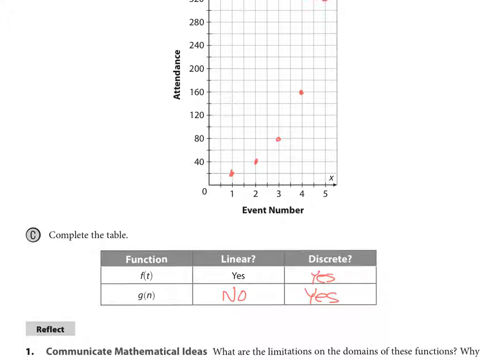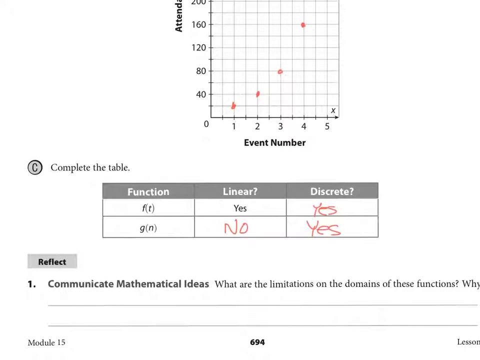So to quickly answer our question in the table, again, f of t we said was linear even though it was a discrete function. It just wasn't connected or continuous. G of n here is not a linear function. It is curved, but it is still discrete because they are individual points. So what are the limitations on the domains of these functions and why? Well, again, you can't buy a fraction of a ticket. Okay, you can't do partials. Therefore, they are whole values, in which case we get individual points, which makes it a discrete function.